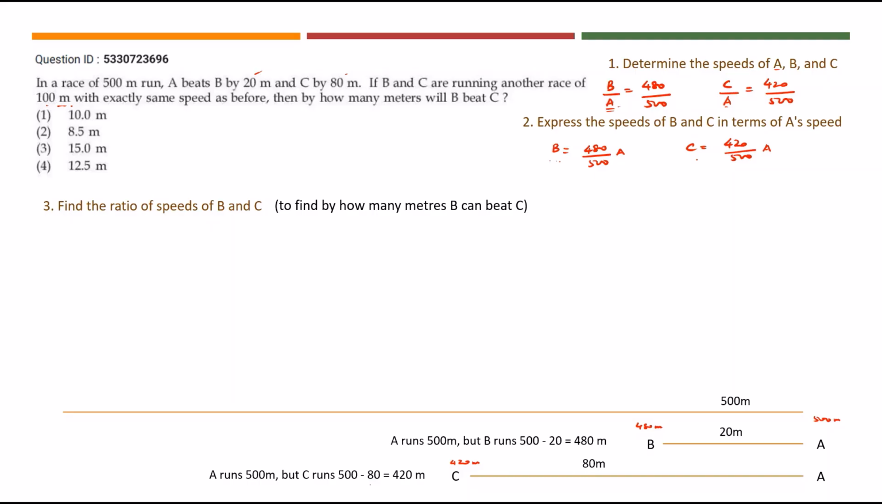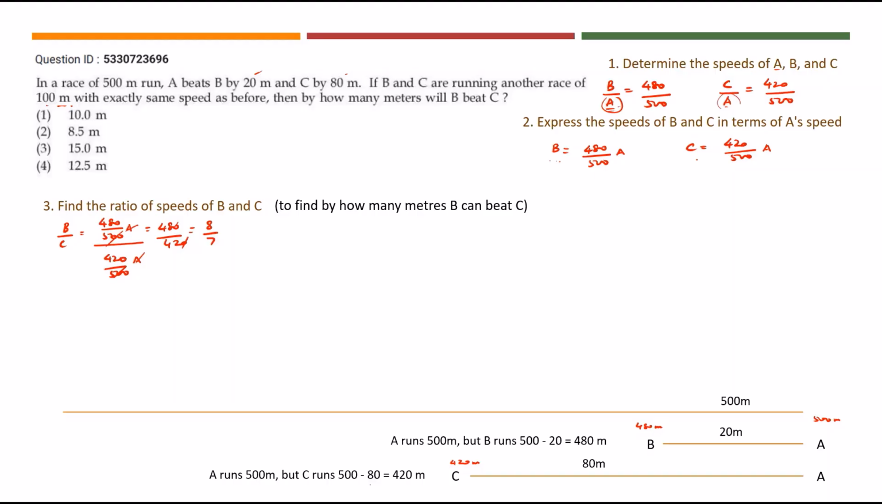So if you find the ratio between B and C, this will be 480 by 500 into A divided by 420 by 500 into A. A and A will get cancelled, 500 will get cancelled. This will be 480 by 420, 0 will get cancelled, 8 6s are 48, 7 6s are 42. So we get 8 by 7 here. A wins the race, it is in the denominator. Similarly, A wins the race, it is in the denominator.